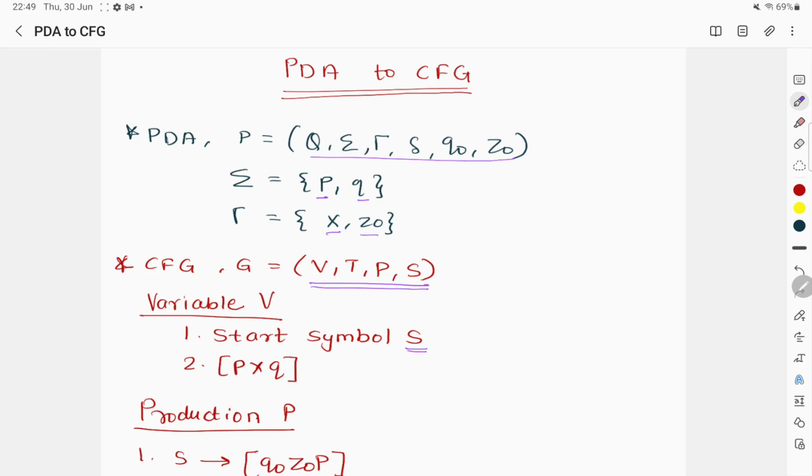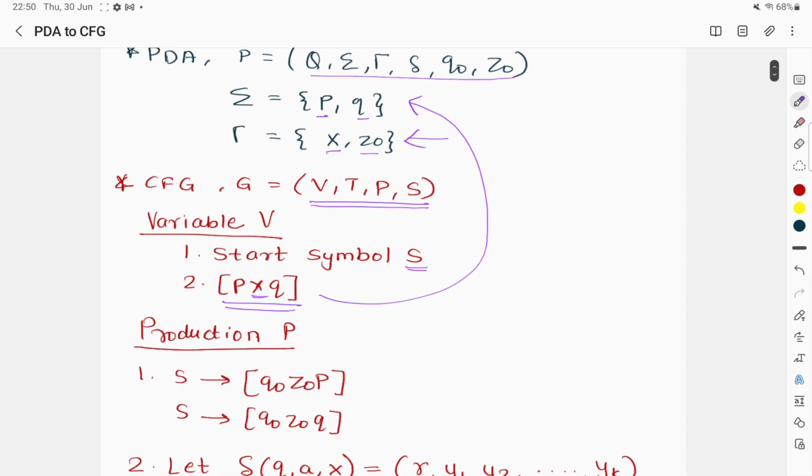And some other variables, those variables or the non-terminals, can be derived from the given PDA in this way. I write a particular variable name enclosed in a square bracket, that is [PXQ], where P and Q are any of the two states, and inside them I write one of the tape symbols, that is X, which is taken from this tau. This way we make the variables for the given context free grammar.